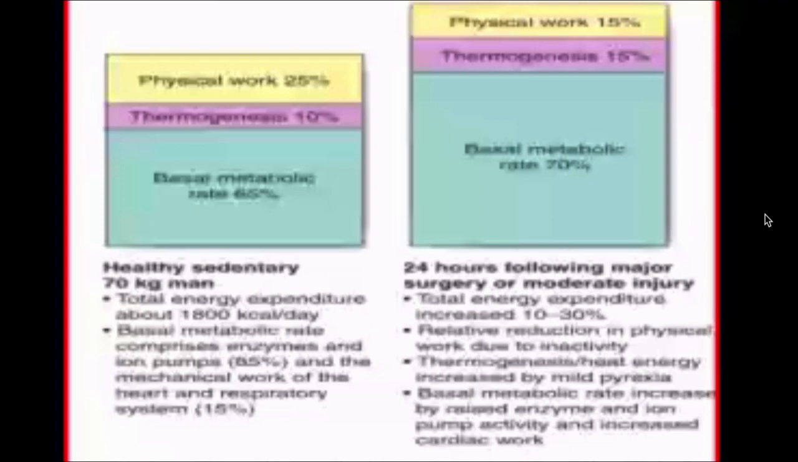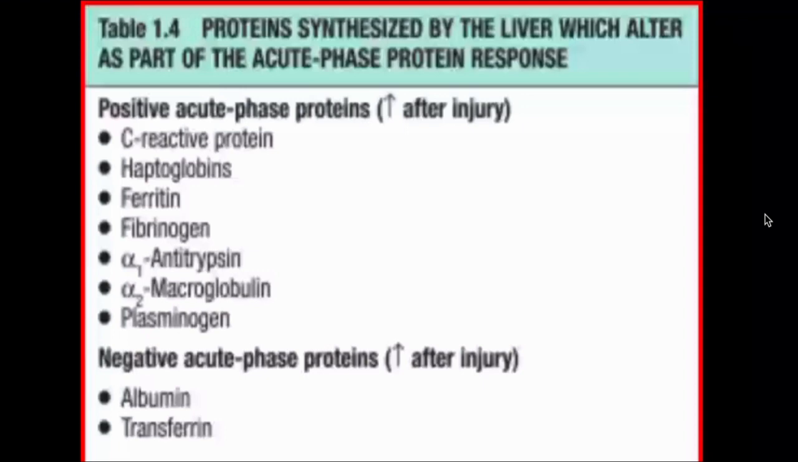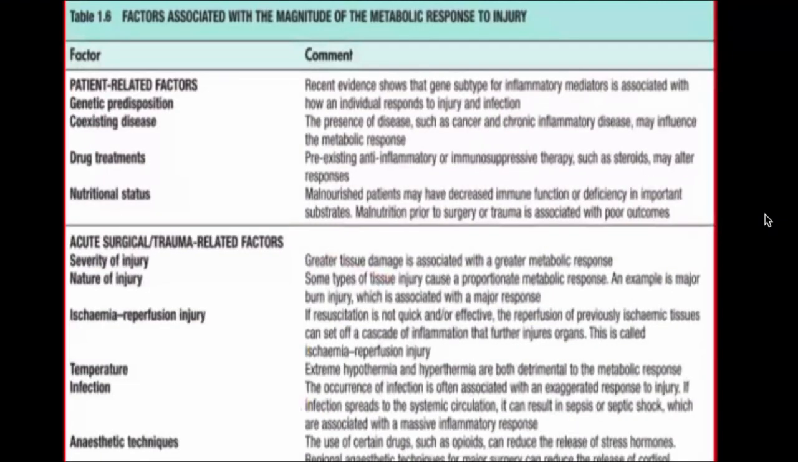Protein synthesis by the liver is altered. We have the positive acute phase proteins. The following are increased after trauma. We have C-reactive protein. We have even haptoglobins. We have ferritin. We have fibrinogen. We have even alpha-1 antitrypsin. We have alpha-2 macroglobulin, and we also have plasminogen. So they are increased in response to trauma by the liver. Then the negative ones include albumin and transferrin.